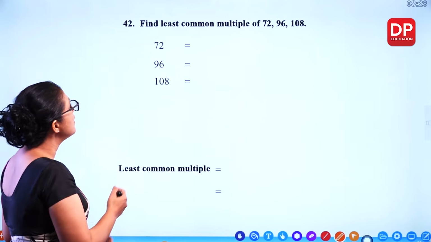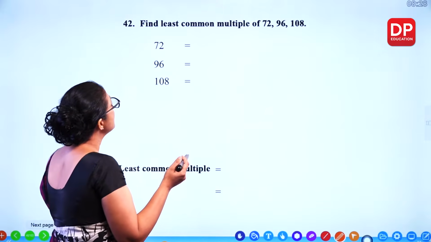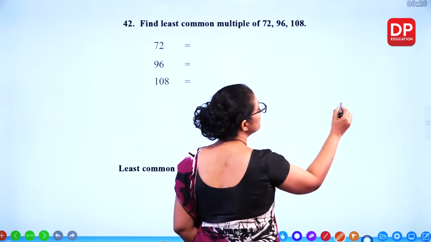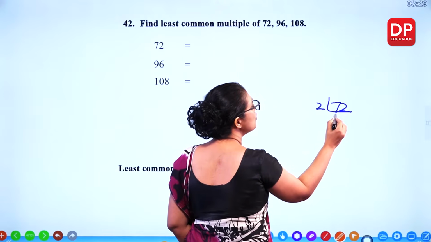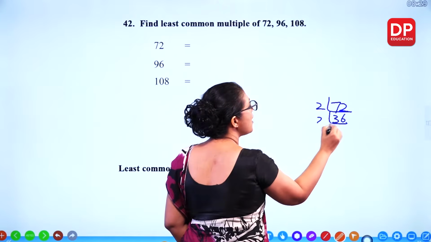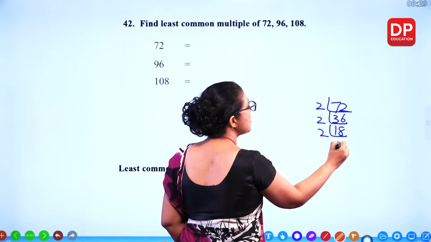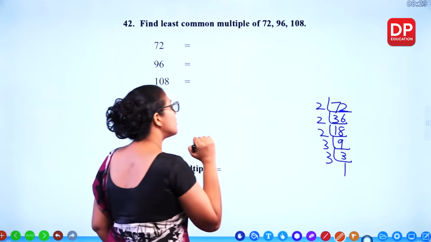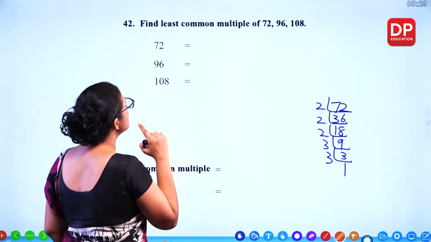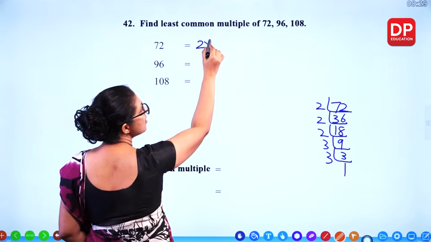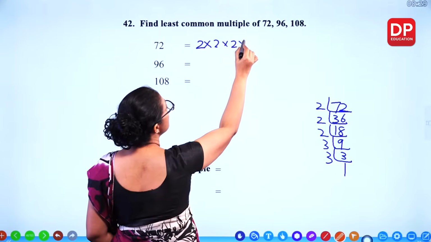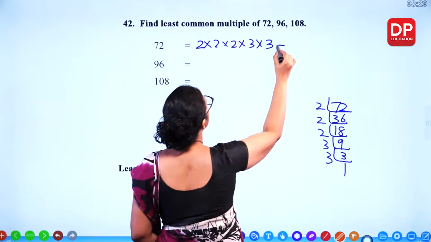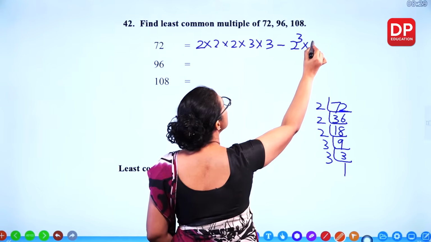So we'll use the factor method first. 72 divided by 2, 36 divided by 2, you get 18 and 9. Now you can divide by 3. So what are the factors of 72? 1, 2, 3 and 2 3s. 2 to the power 3, 3 squared.